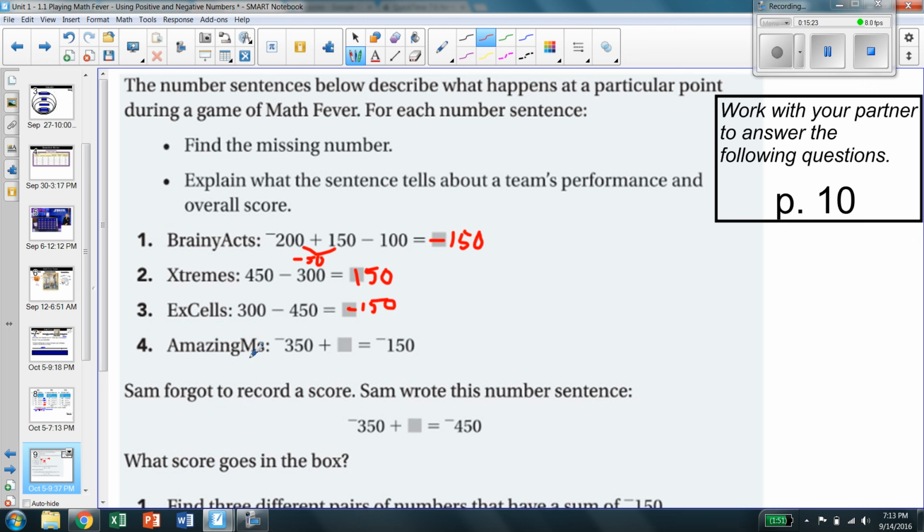Okay, and the Amazing M's were at negative 350 points, then something happened, and then they went to negative 150. Since this was the smaller number, we know that something good happened and they moved in a positive direction. The question is, what happened? Let's brainstorm. If it was a 100-point question, they'd be at negative 250, so that's not going to do it. They got a 200-point question correct to get to negative 150.